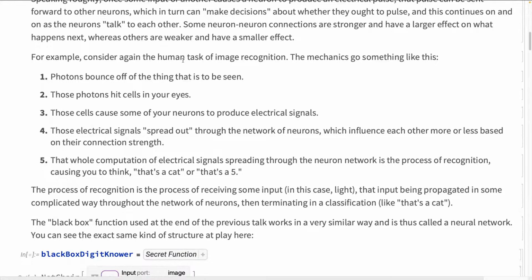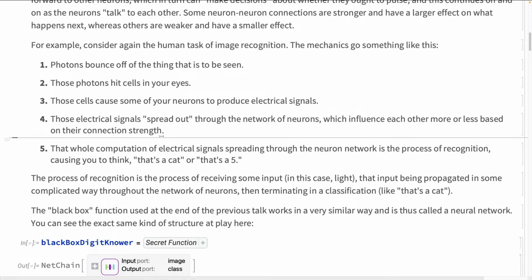The mechanics of the human task of image recognition: say you look at something. Photons bounce off of that thing, and then they bounce into your eye. The photons hit the cells in your eyes, and then the cells in your eyes cause some of your neurons to produce electrical signals. Then those signals spread out through the network of neurons. Again, there's that term. In your brain, each neuron influences other neurons more or less based on some kind of pre-built connection strength that we don't have to worry about yet.